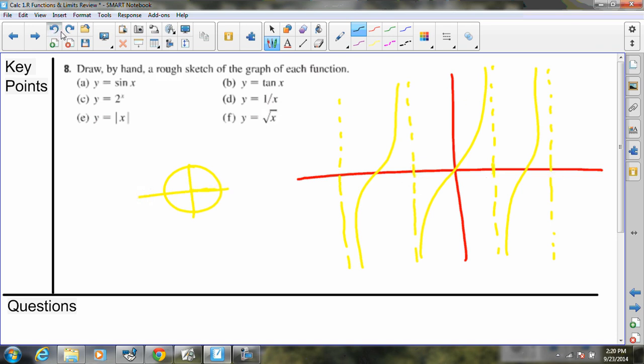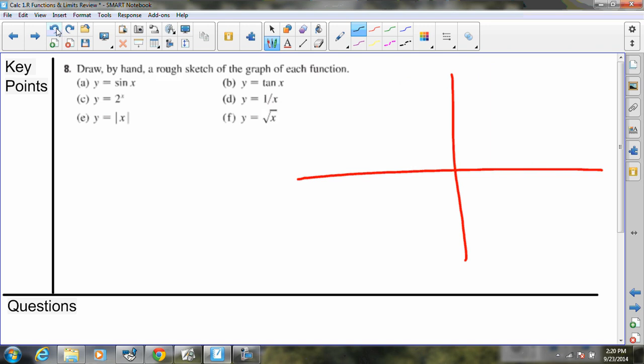Part C, where we are asked to create the sketch of y equals 2 to the x. Well, 2 to the x, that's an exponential function. Exponential functions have this form, where it's important to note that this is the point 0, 1. And if we go over just one spot, that's the point x is 1, y is 2. You'll note the horizontal asymptote limiting down on the x-axis for the left-hand side.